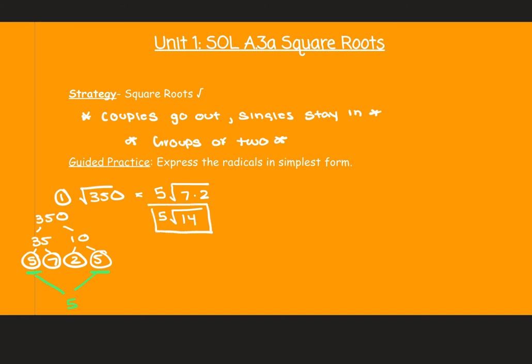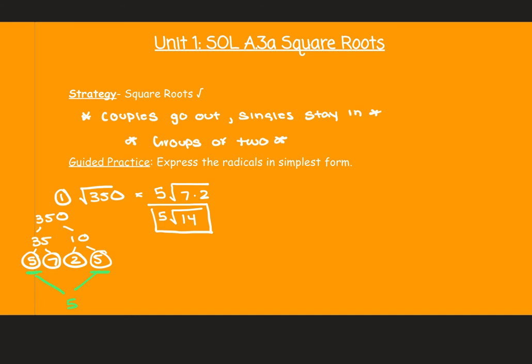We're used to when we take the square root, we end up with a whole number. So now we're looking at when we don't have a perfect square, how we can simplify that radical in simplest radical form without having to put it in decimal form.